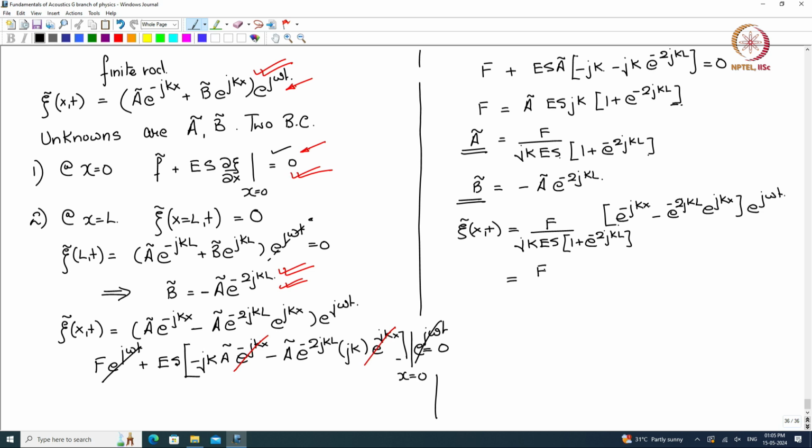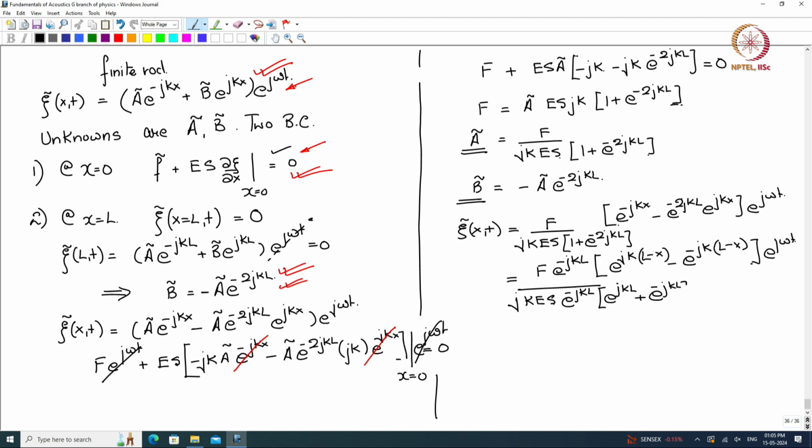I will take F and I will bring in e to the power of minus j k l outside. So I have e to the power of j k (l minus x) minus e to the power of minus j k (l minus x), e to the power of j omega t, and divided by j k E S, and here also I will take one e to the power of minus j k l, so that I get e to the power of j k l plus e to the power of minus j k l. Okay. So now for this term, I will divide by 2j and multiply by 2j, and for this term I will divide by 2 and multiply by 2.